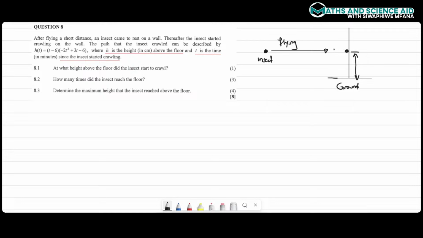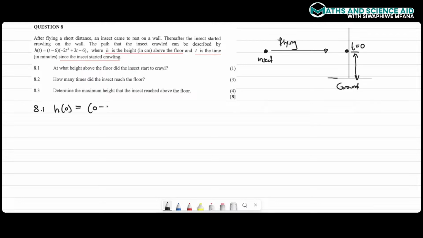So when this insect reached the wall, the time was 0. It's clear that t was equal to 0, if t is the time since the insect started crawling. Therefore, if we want to know at what height above the floor it started to crawl, it started at t equal to 0. So 8.1 is straightforward. We just make t equal to 0 and then we solve the equation.